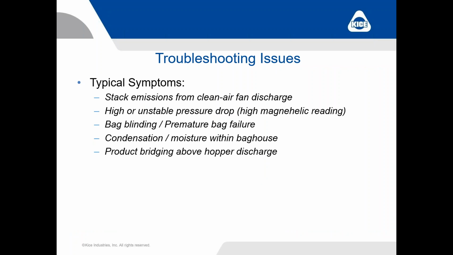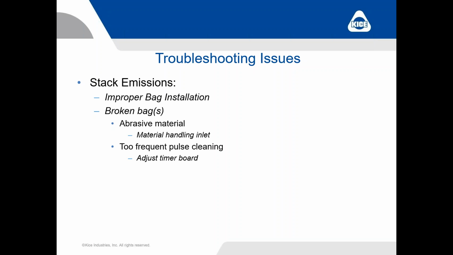Stack emissions. You see dust blowing out from your fan discharge. High pressure drop. Your Magnehelix gauge climbs faster than you think it should, or it climbs immediately and stays there. Bag blinding, premature bag failure, moisture within the baghouse, and then of course plugging or bridging in your hopper at the discharge of a baghouse. These are all problems that as baghouse users we've probably all seen and experienced and had to deal with one way or another. So stack emissions.